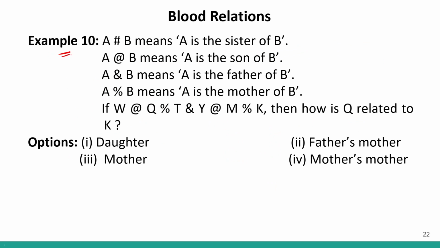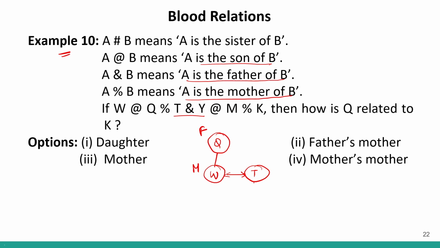Coming to example number 10. Same type of question. W at the rate Q means W is the son of Q. So W is male, son of Q. Q's gender is unknown. Q percentage T means Q is the mother of T. So Q will be female and T will be the sibling of W. T's gender is unknown. T and Y means T is the father of Y. So T will be male.